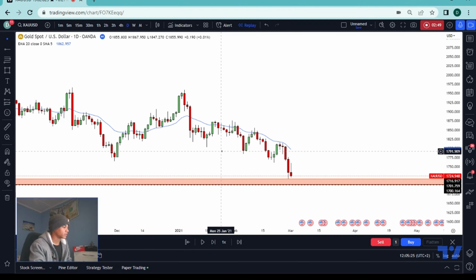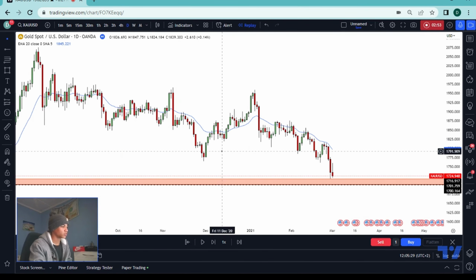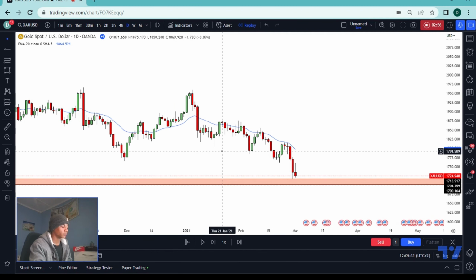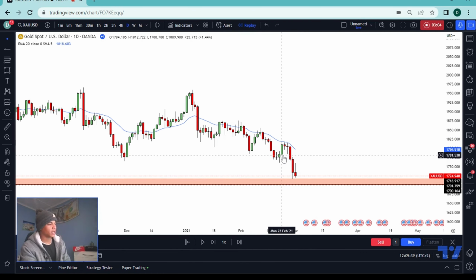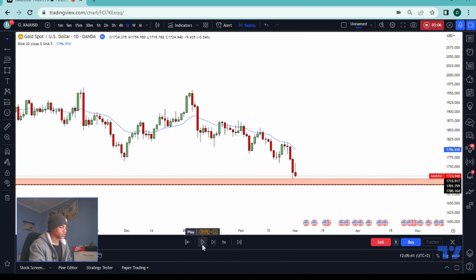So the first identification we had to do was find a strong level of support, a demand level, or an area where price is most likely to find support. The second condition is price needs to be below the EMA, and that is a condition that we have met. And right now we are waiting for price to form the first bottom. So let's play the market.